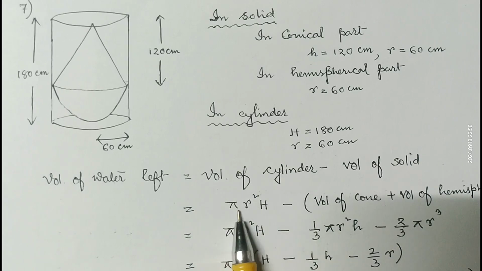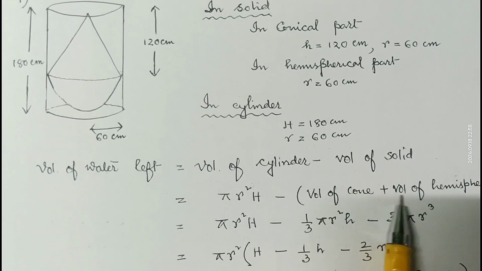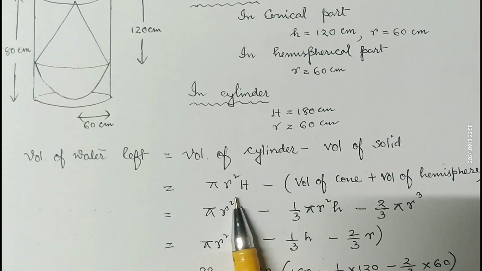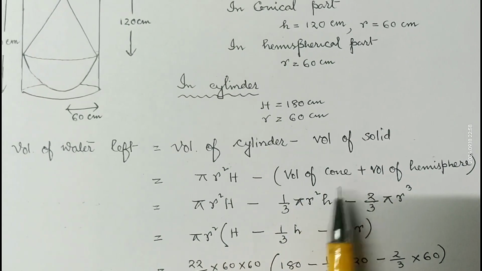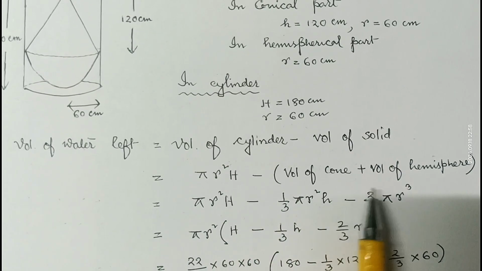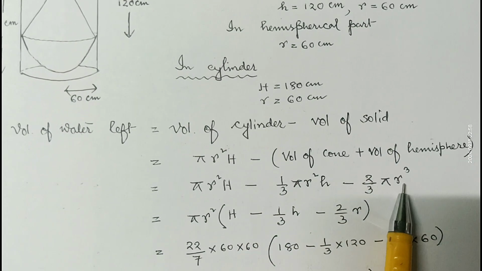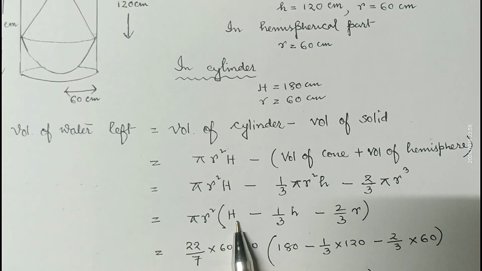Now the volume of the cylinder is pi r square h, minus the volume of the solid, which means the volume of the cone plus the volume of the hemisphere. Volume of cylinder we have already written as pi r square h, minus, for the cone, 1 by 3 pi r square h, minus the volume of the hemisphere, which is 2 by 3 pi r cube. From these three I can take pi r square common.